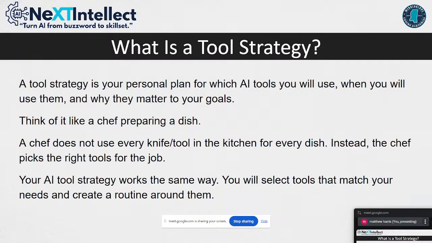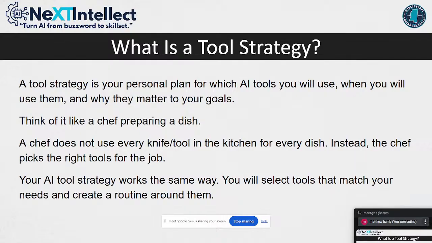So what is a tool strategy? A tool strategy is your personal plan for which AI tools you will use, when you will use them, and why they matter to your goals. So I'm going to use Gemini and ChatGPT. When would I use them? Why they matter for my goals? What time am I going to be using something outside of those?